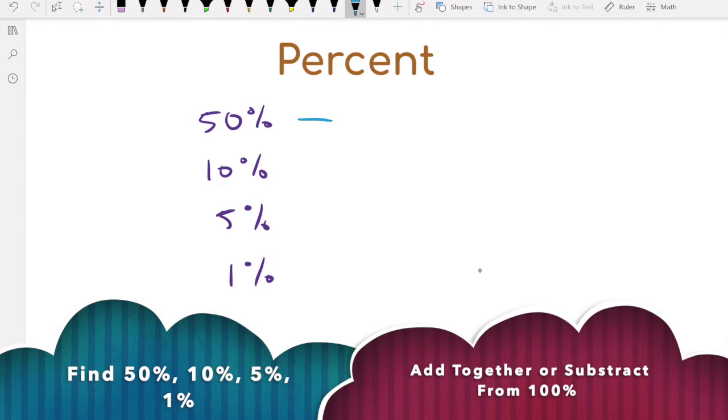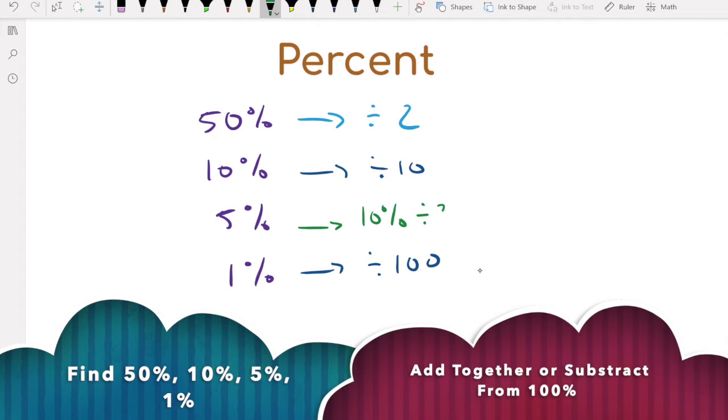So 50%, straightforward. You divide by 2. You can do that quickly in your head. 10% and 1% are the two easiest ones. Because for this one you divide by 10, which just results in the decimal shifting to the left, or you divide by 100 for 1%. And then 5%, you take 10%, and then you divide it by 2.